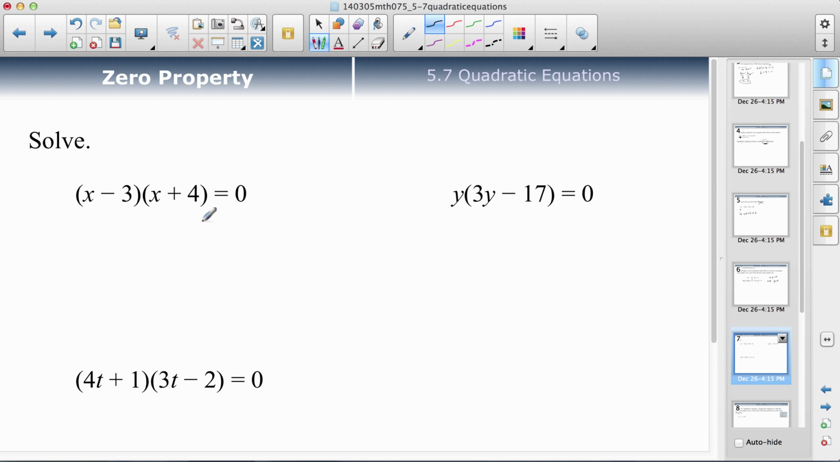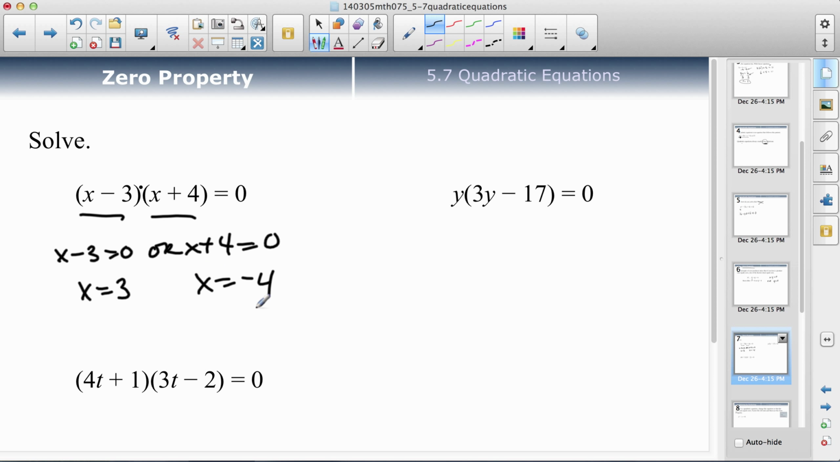For example, this one. I've got something multiplied, there's a times in there, right? Something times something is equal to 0. Well, one of those 2 things has to be equal to 0. So either x minus 3 is equal to 0, or x plus 4 is equal to 0. Well, these now are linear equations that I can solve. I can add 3 to both sides, so I get 3 on this one. I can subtract 4 on both sides, and I get a negative 4 there. Notice that these are my 2 solutions to this equation.